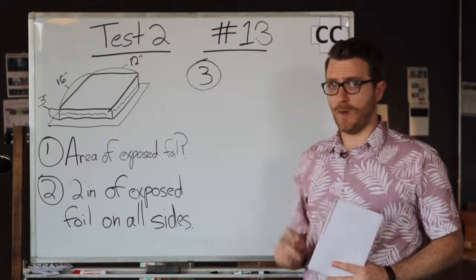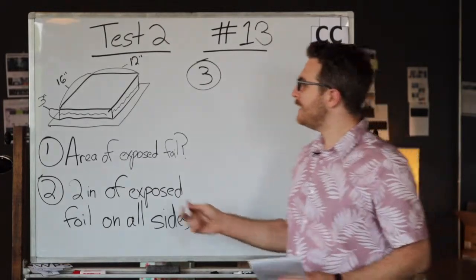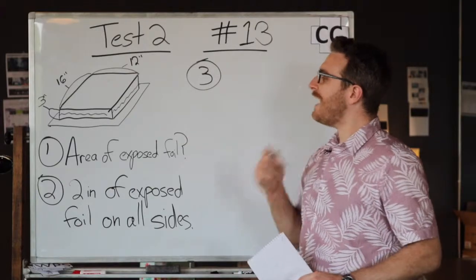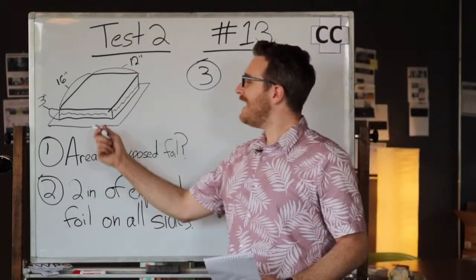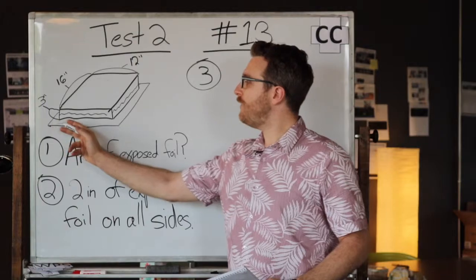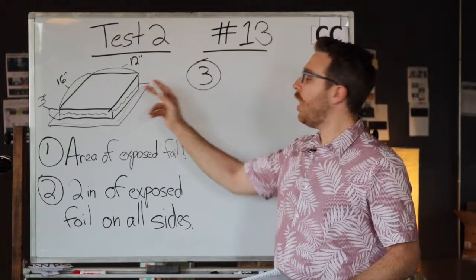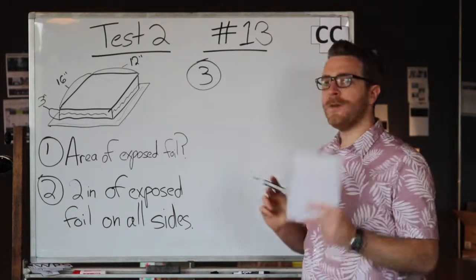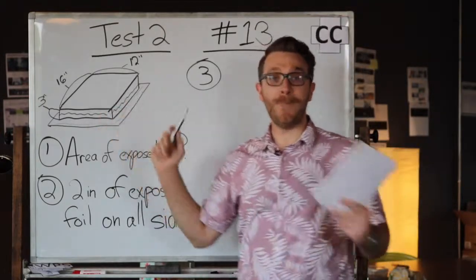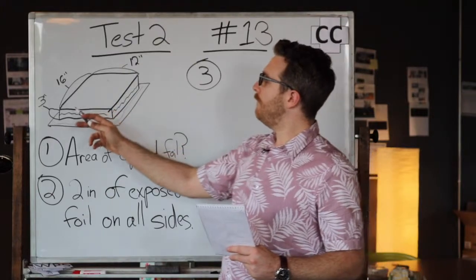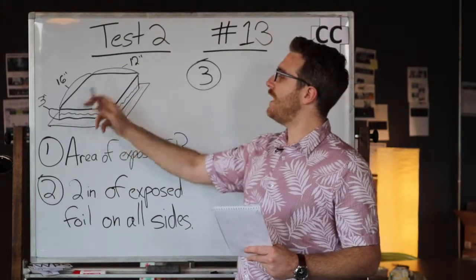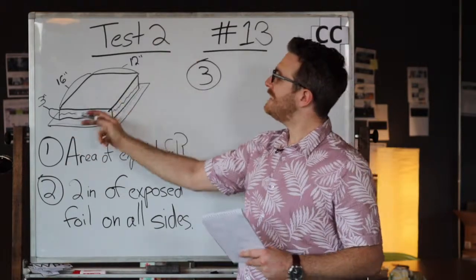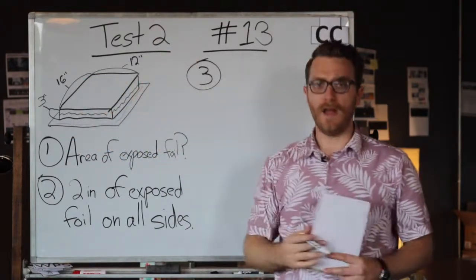So step 1 of the word problem strategy is, what are we trying to find? 13 asks us not about the cake, but what is the area of the exposed foil on the cardboard surrounding the cake? Now, what information does it give us? Well, we already have this information about this very three-dimensional rectangular shape. We have the cake is 3 inches tall, 16 inches by 12.